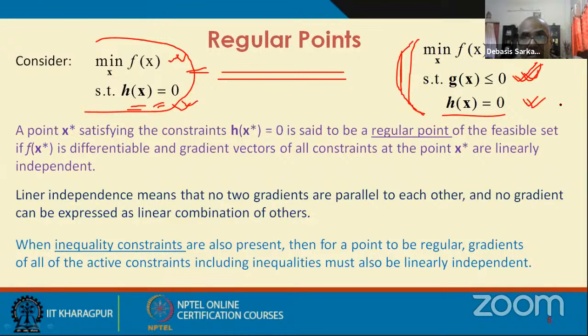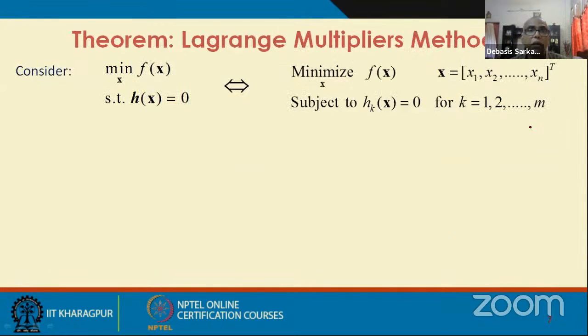In other words, if the point x star is a regular point, the gradients of all active constraints must be linearly independent. So this is always an active constraint, this is always an active constraint, and g equal to 0 is also an active constraint. So regular point means that the active constraints evaluated at x star will be linearly independent. So now let's look at the Lagrange multiplier method.